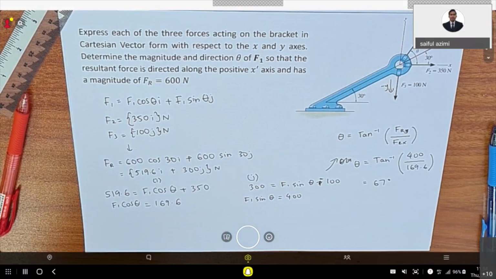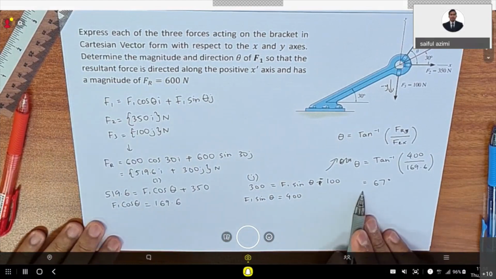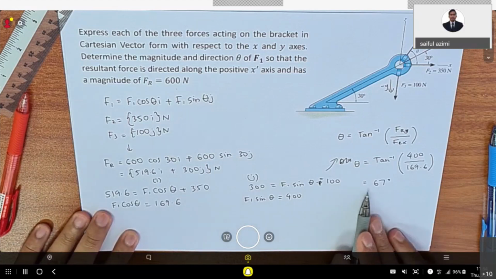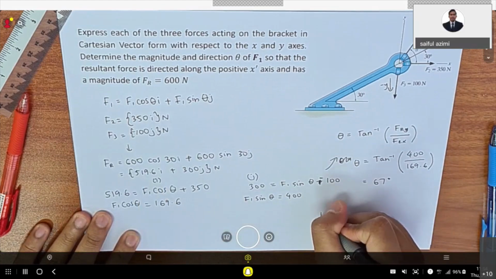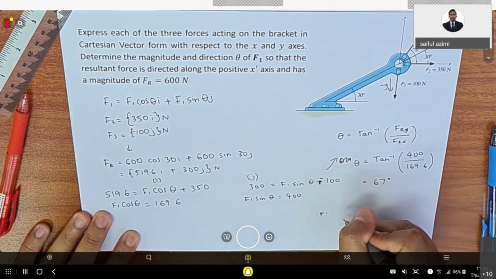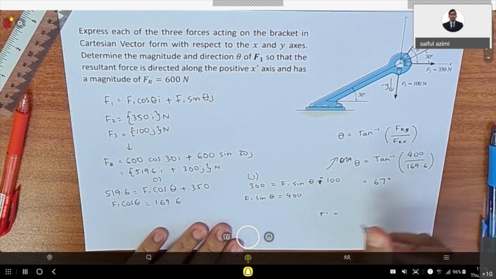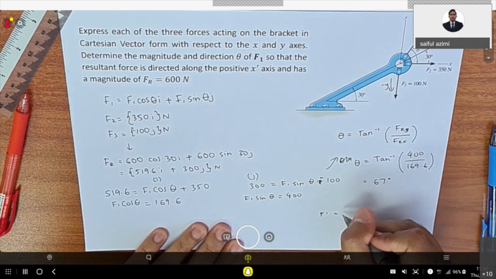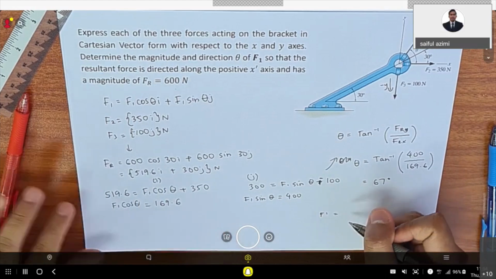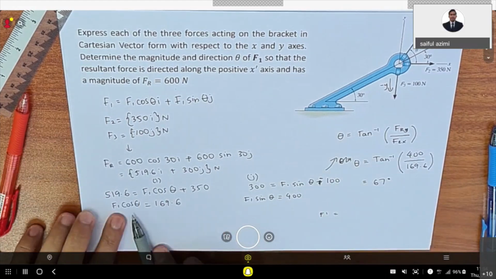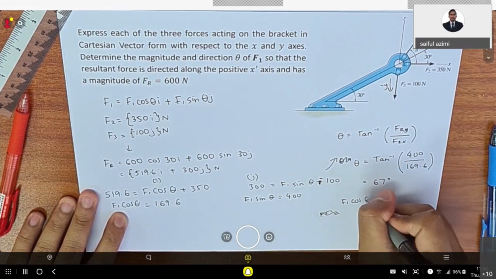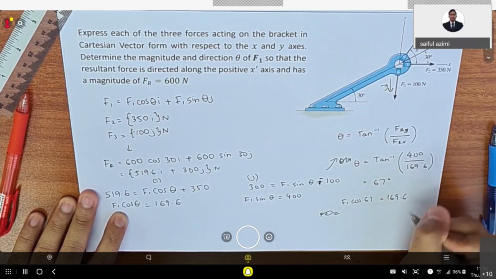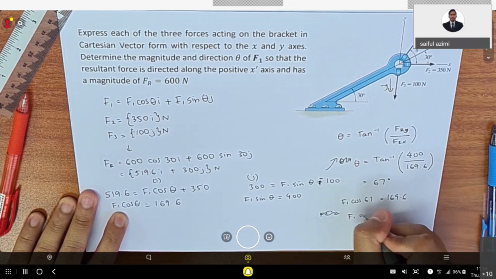And next, you can get the final value, which is the magnitude, by substituting the theta here. So F1 cos theta, you can substitute the value inside. For example, F1 cos 67 equals 169.6, and you can get the value of F1 here.